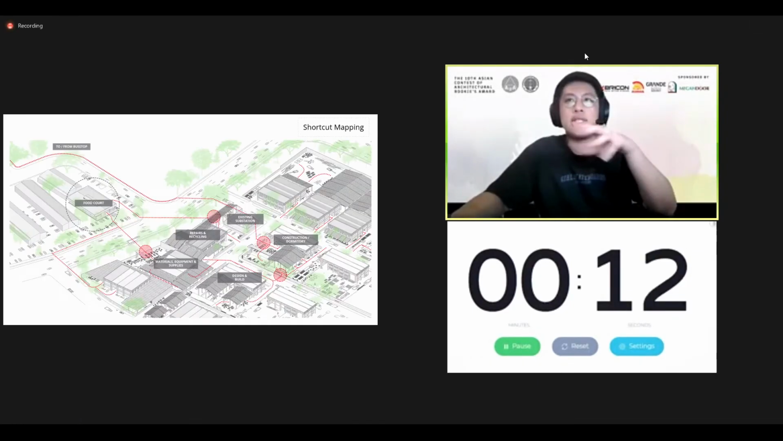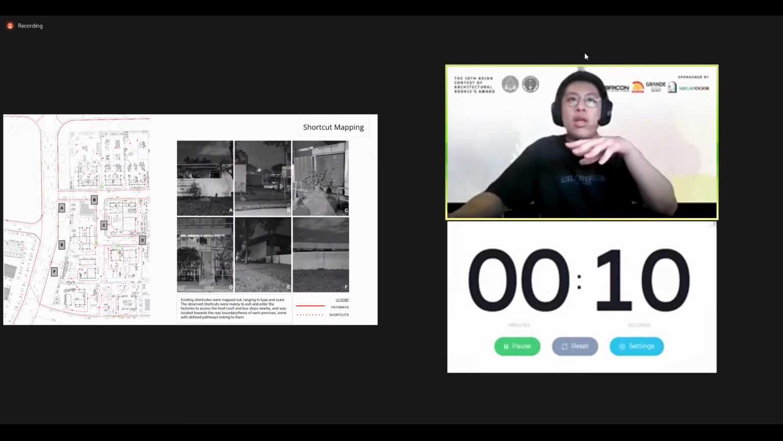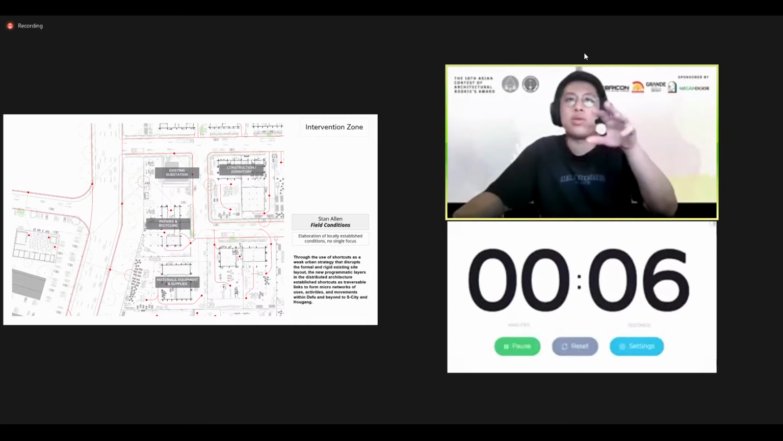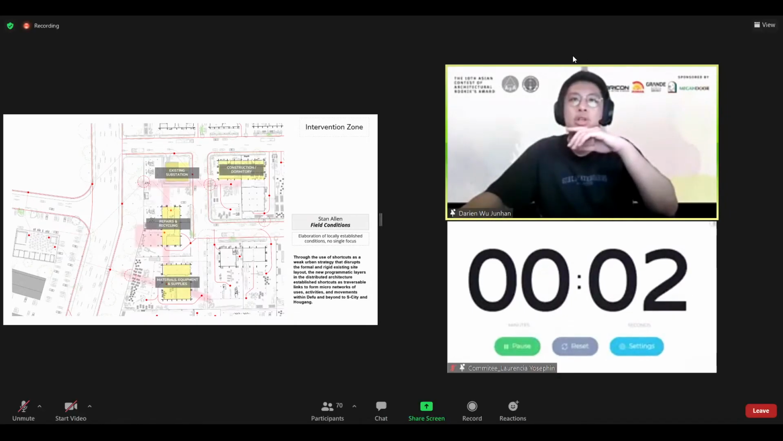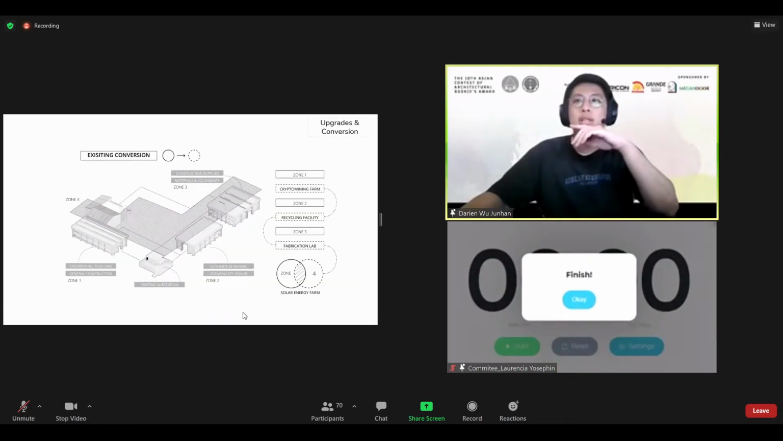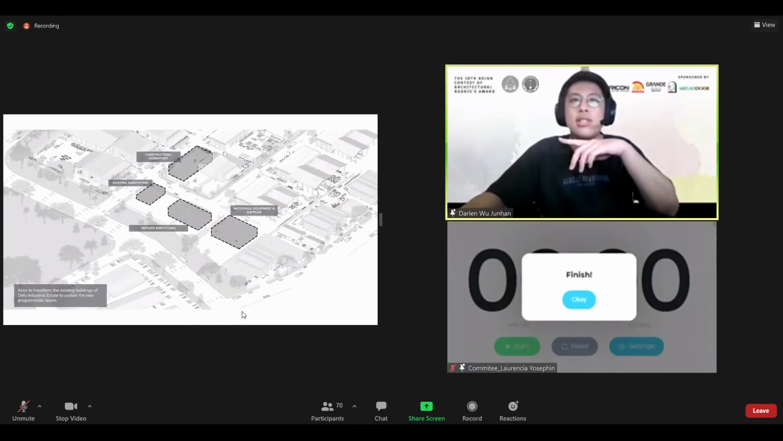So this is the existing site where we did the shortcut mapping. And yeah, these are some photos. And then the idea was to convert existing buildings into this new high-tech facility through these shortcuts. Yeah, I'll just skim through the rest of the slides.